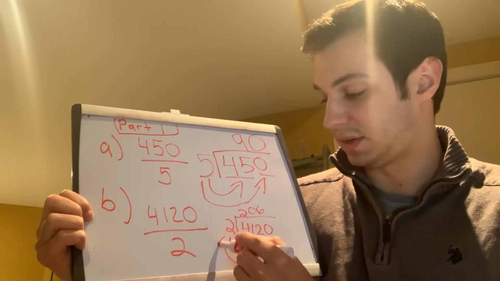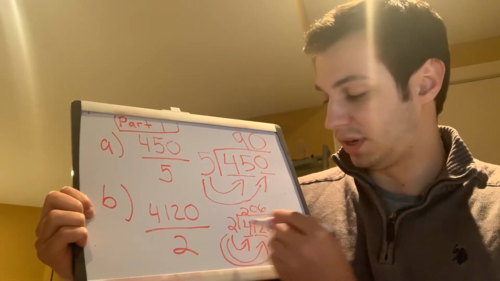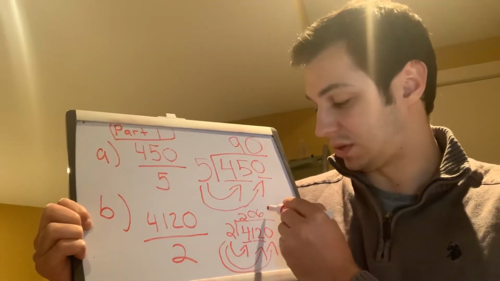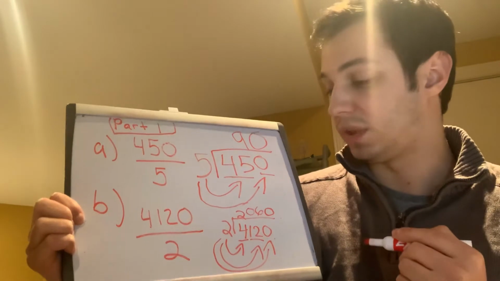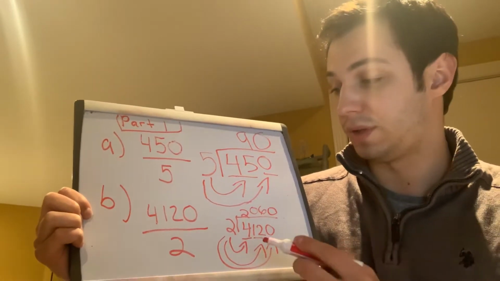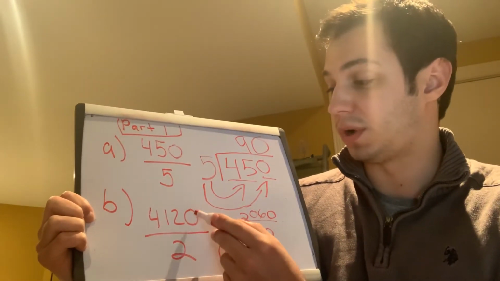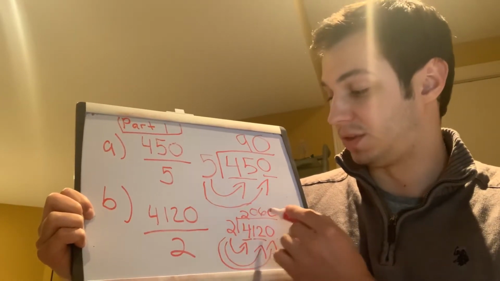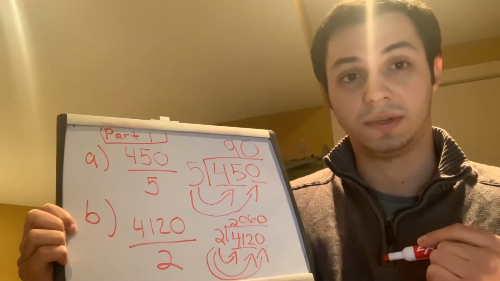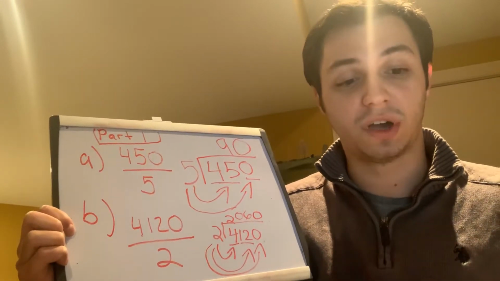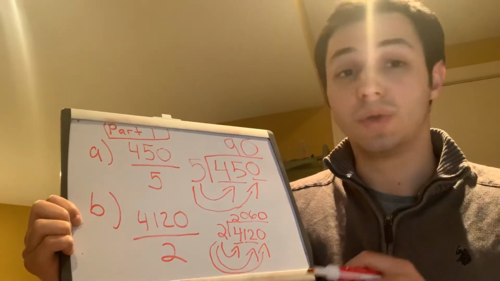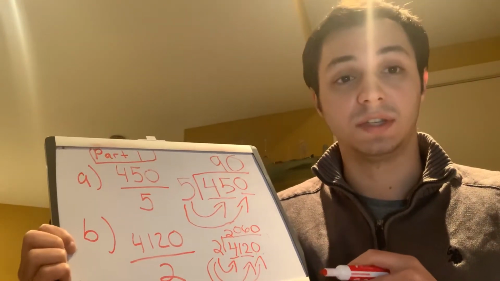And then for the last number, 2 can divide into 0 how many times? 0. So my answer is going to be 2060, right? So 4,120 divided by 2, we rewrote it, and then the answer is 2060. So I want you guys to finish off problems C and D using this exact method. You can pause the video now, and then I'll see you in part 2.